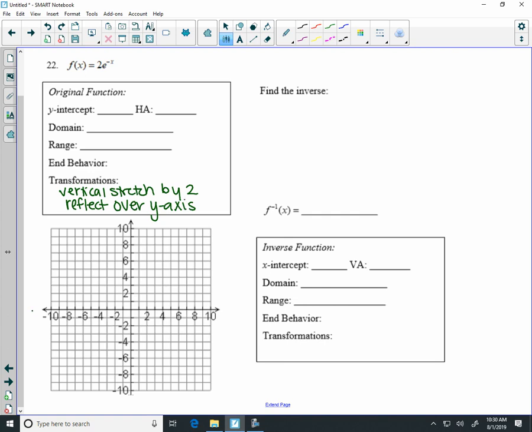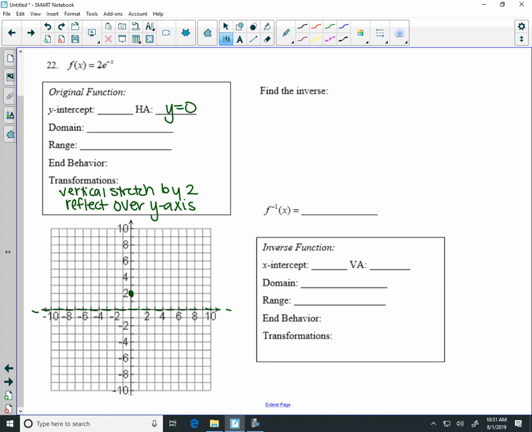My horizontal asymptote: neither of those transformations change my horizontal asymptote, so it's at y equals 0. My y-intercept is going to be affected. My usual y-intercept is at 1, and I'm multiplying that by 2 because of the vertical stretch. Now, instead of this increasing as I go from left to right, this function is going to decrease because we're flipping it over the y-axis.